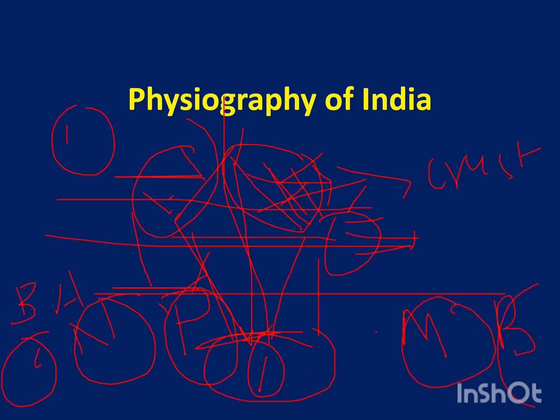By size, India is the 7th largest country in the world after Russia, Canada, China, USA, Brazil and Australia. Now the coastal states are... one second, I will wipe all this.